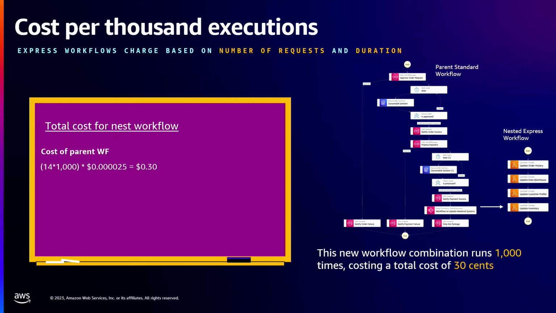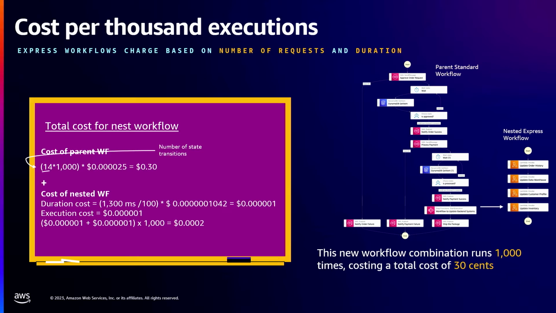The key thing is that my standard workflow now only has 14 state transitions. Remember, the cost is all about state transitions for a standard workflow. So the price of that has dropped straight down to 30 cents. My express workflow takes barely a second to complete, so that doesn't even really affect the overall cost of my application. So using this combined method, I can get the same result with a cost of 30 cents per 1,000 executions. Great.